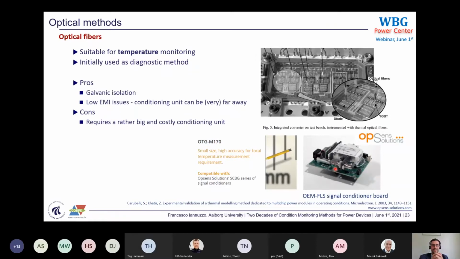high value added applications. Anyway, I know for sure, because I'm in contact with them, that they're working hard on making this conditioning unit a lot cheaper. In this case, this is game changing because this means that you can really provide your module with optical fibers from the factory, and then you connect with the monitoring unit and you have an intrinsic condition monitoring feature.